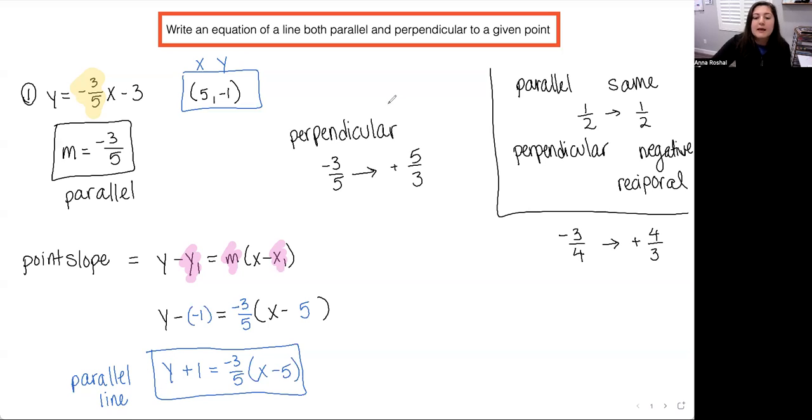Now, the way that we're going to do the perpendicular line is literally the same exact way. I'm going to leave the same exact pieces empty.